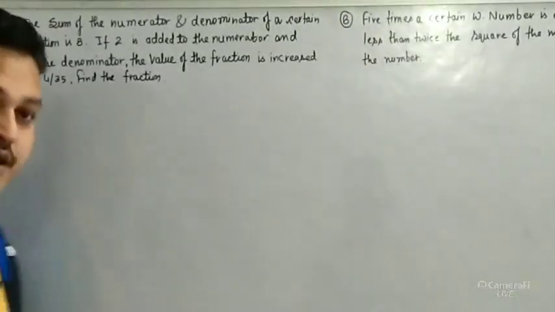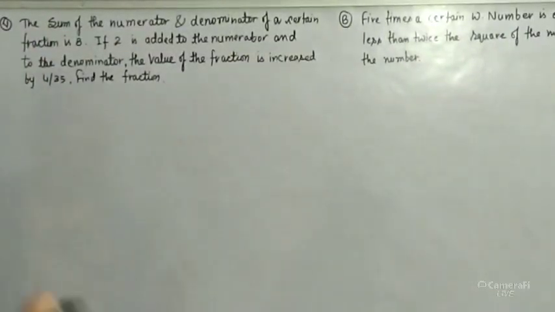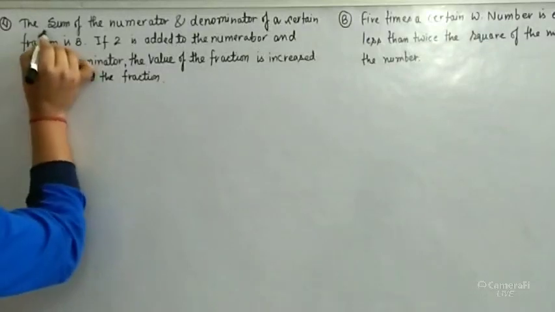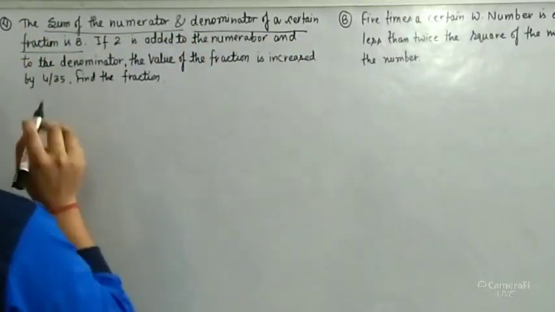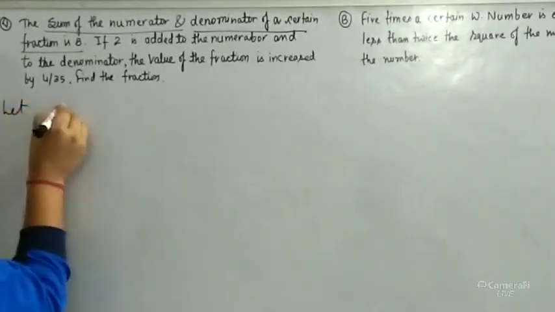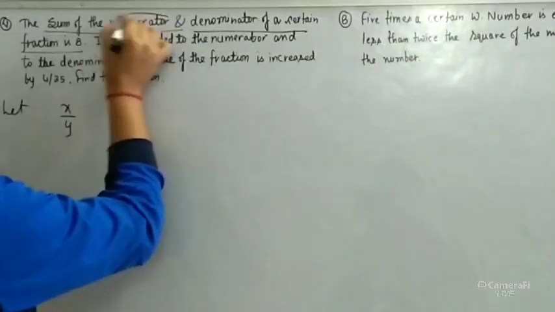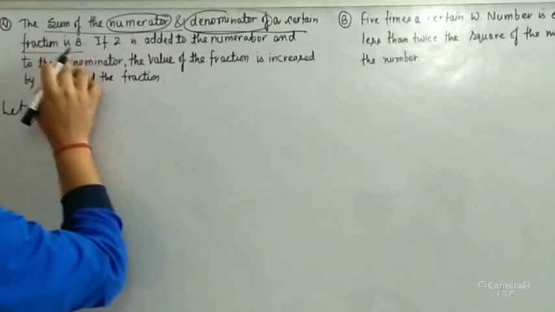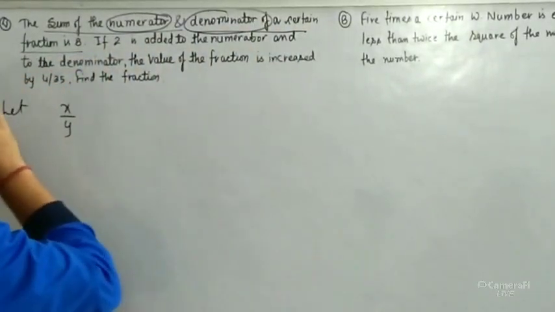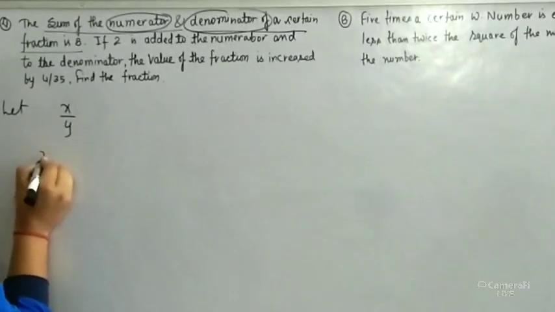Okay, good morning. Yesterday we had taken one question: the sum of the numerator and denominator of a certain fraction is 8. Suppose the fraction is x upon y, its numerator is x and its denominator is y, and the sum of the numerator and denominator is 8.